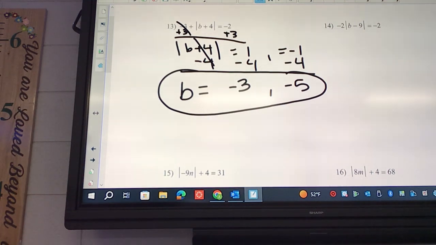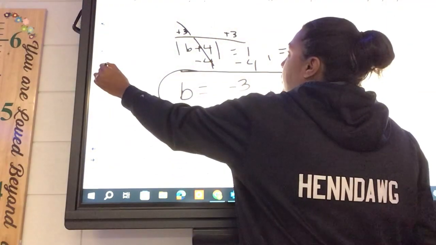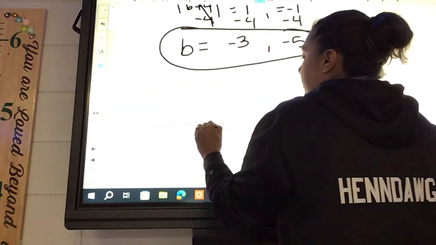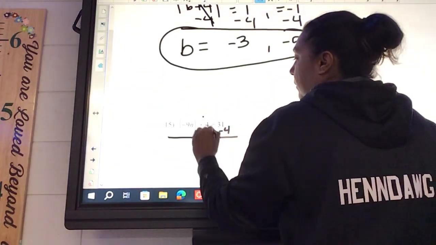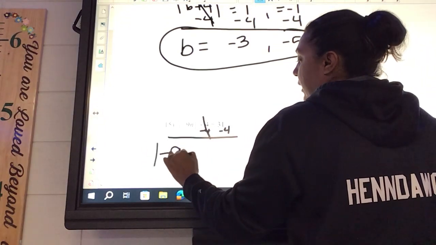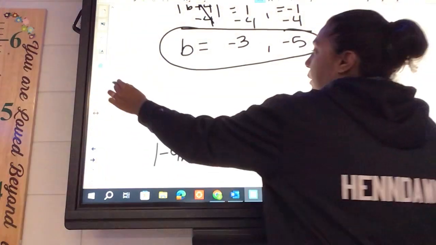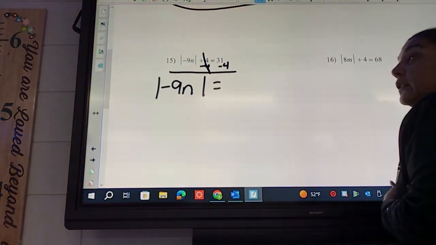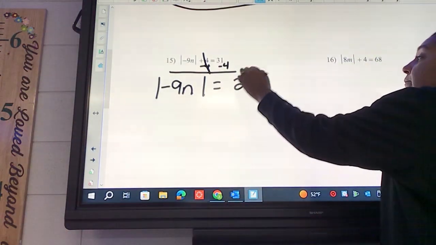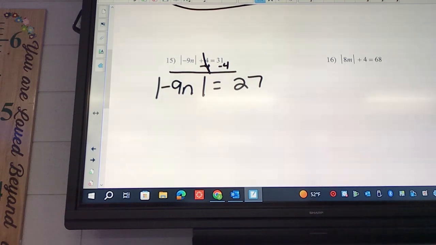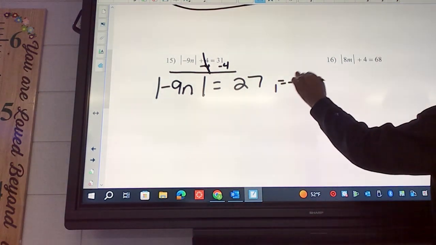Okay, 15. Is there stuff outside the bars? Yes, the 4. So we need to move that first. So we're going to say -4, -4. So I got the bars around -9n equals 31 minus 4, 28, 27. Okay, so now are the bars by themselves? Yeah, so we're going to say comma equals -27.